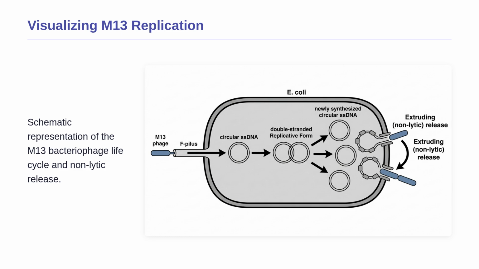Notice the cycle in the middle. This double-stranded form is used to synthesize brand new circular single-stranded DNA. Finally, on the right side, you see these new single strands being packaged into protein coats and extruding through the bacterial cell wall. The key takeaway here is the non-lytic release. The cell remains completely intact and alive while producing our DNA.